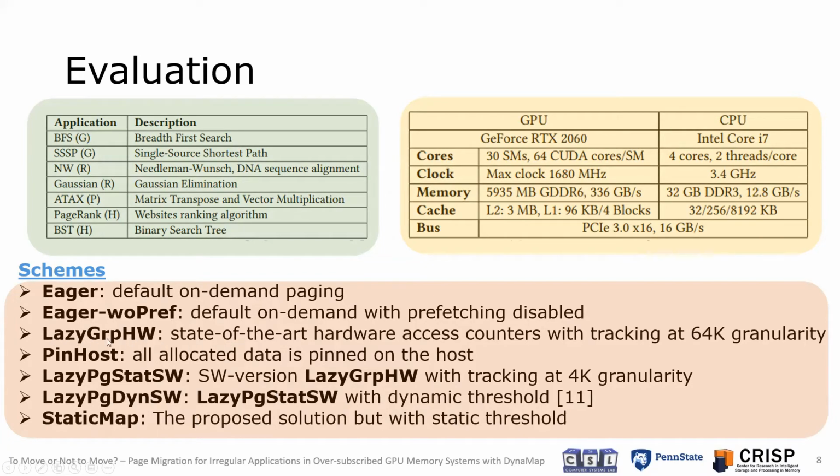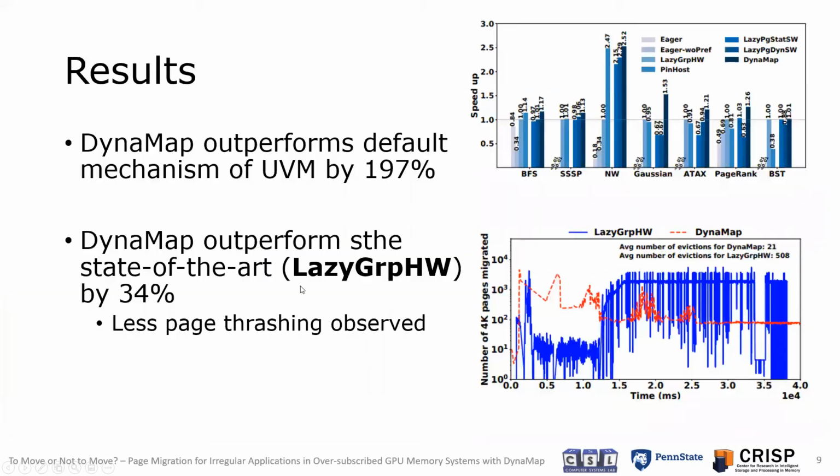Among them, lazy group hardware is implemented to real hardware and is seen as the state of the art. So we compare the results using runtime and normalize them to the state of the art. Compared to the default on-demand paging mechanisms, the performance is significantly improved by 197%. And compared to the state of the art, the performance can be improved by 34% on average.